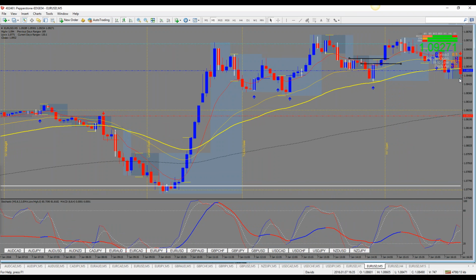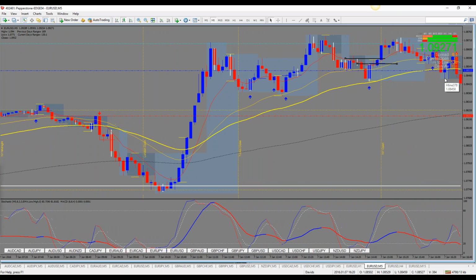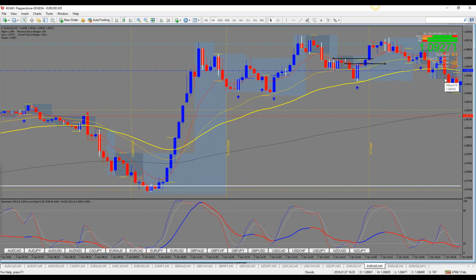We have a signal to go down here because we have a cross now. So this is telling me we're starting to get into some consolidation. So I'm not interested.